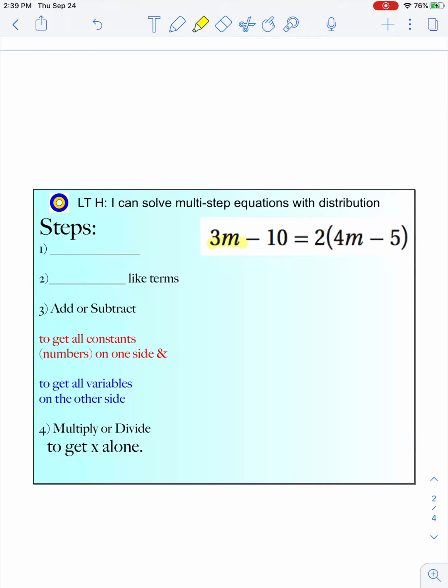Okay, so now this is even more complicated because not only do you have variables on each side, but you also have something more complicated with this 2 on the outside, where we're going to have to use the distributive property. So our steps are, first of all, if we have the distributive property, which means we have a number outside this parenthesis, and when we have a number outside of a parenthesis, it means multiply. So we're going to have to distribute as our first step.